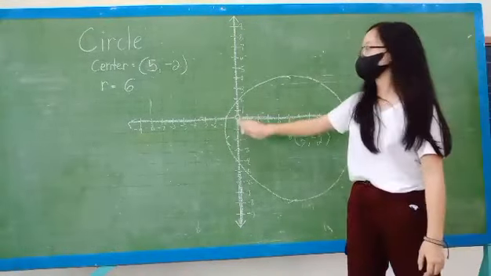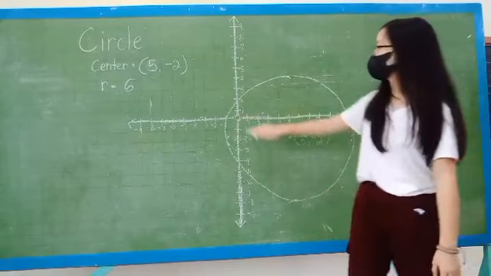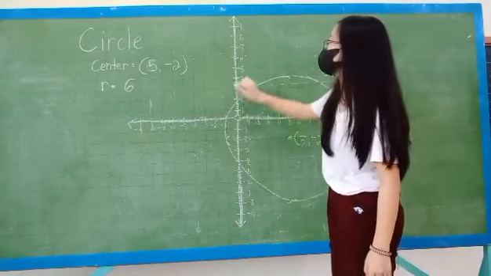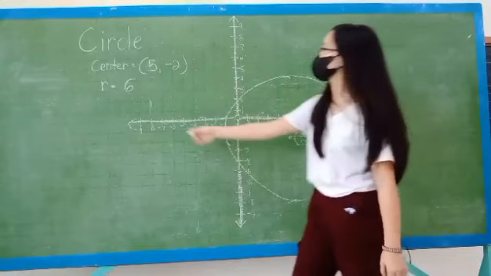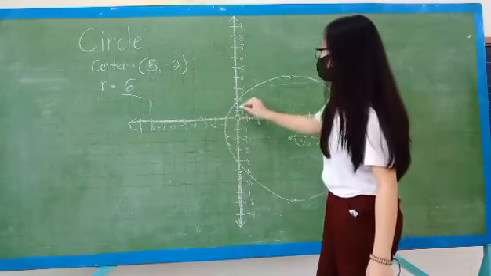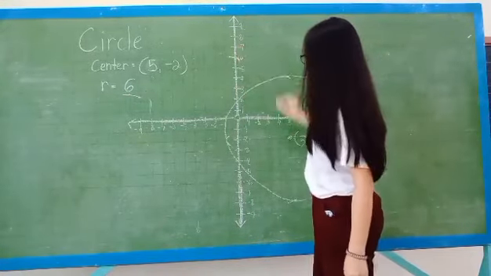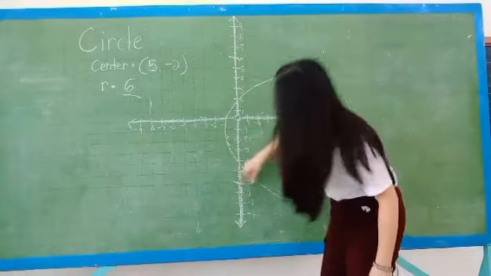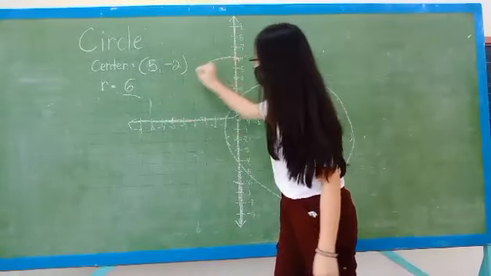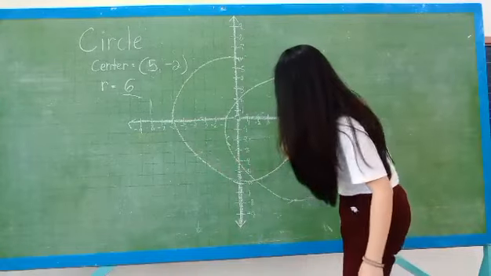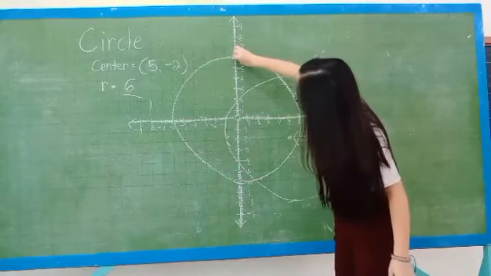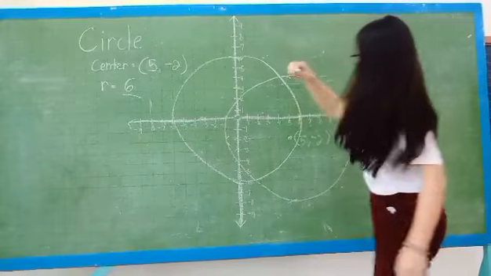And next, our origin, our center, 0, 0. So we're going to count just 6 for the radius. 1, 2, 3, 4, 5, 6. And this is our origin. And this is how you graph the circle.